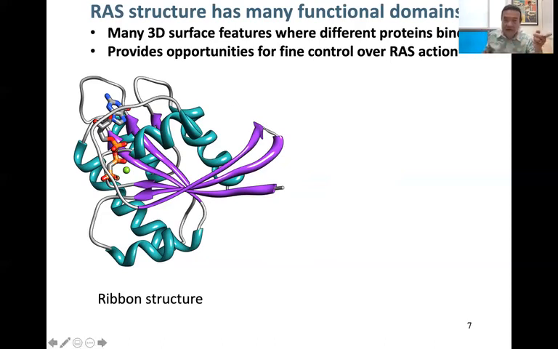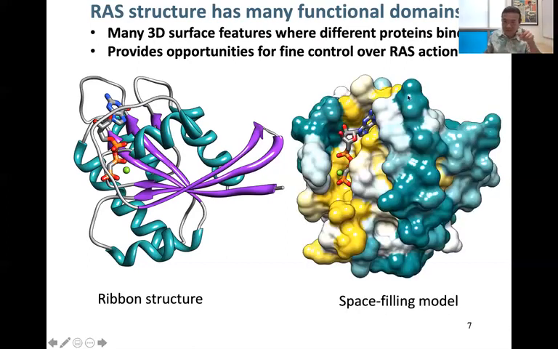So when you look at RAS here, this is the ribbon structure of RAS, and it's showing its guanosine nucleotide binding region. So this is GTP, right? So there's one phosphate group, two phosphate groups, three phosphate groups. If you were to do a space filling model of this, here is RAS. Now it's actually shown bound to GDP, right? Because now there's only two phosphate groups there. So the shape of this is a bit different than the one on the left.